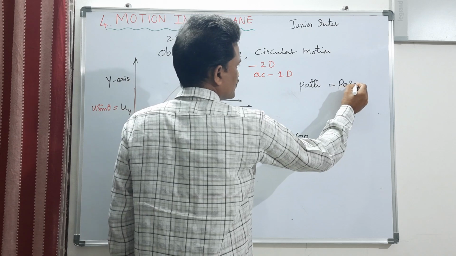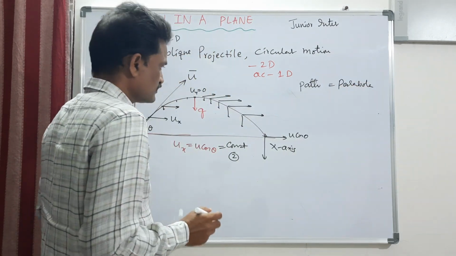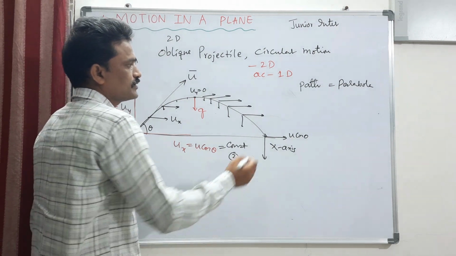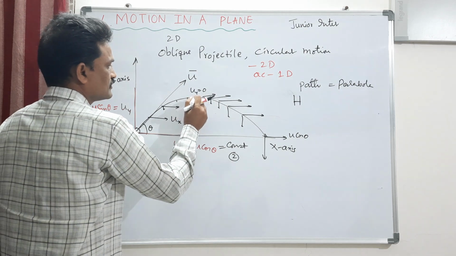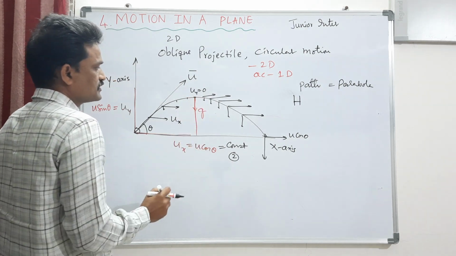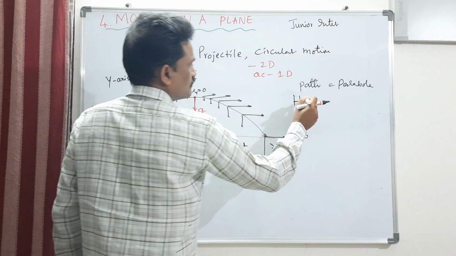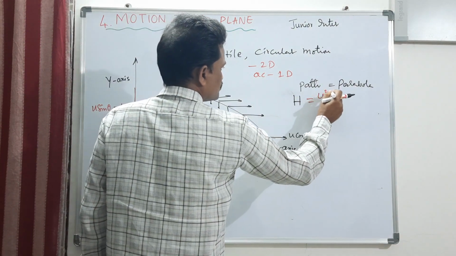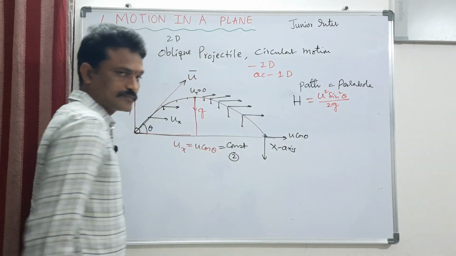We will prove that the path, the trajectory of the projectile, is a parabola. Mathematically we have to prove. We are also going to find the expressions for maximum height. What is the maximum height? Maximum height is the maximum displacement along the y-axis. This is h. We are going to derive the expression u square sin square theta by 2g. This is very, very important.